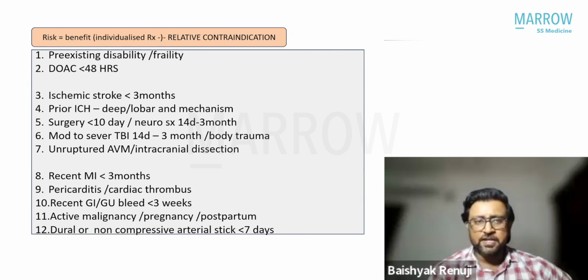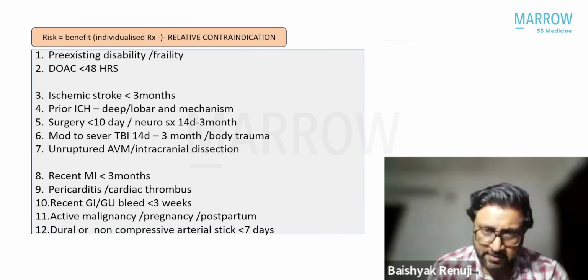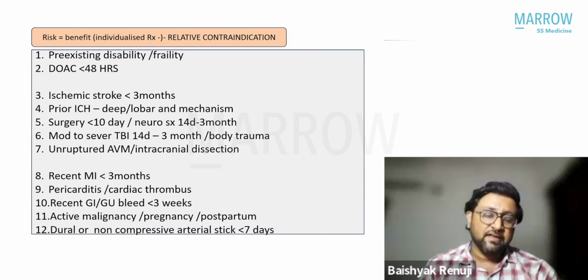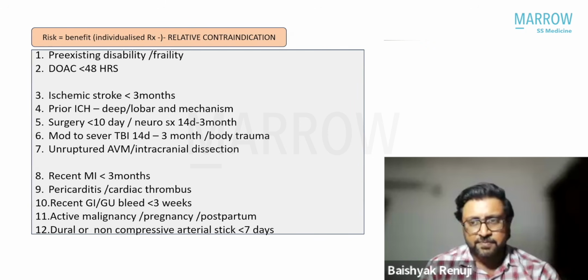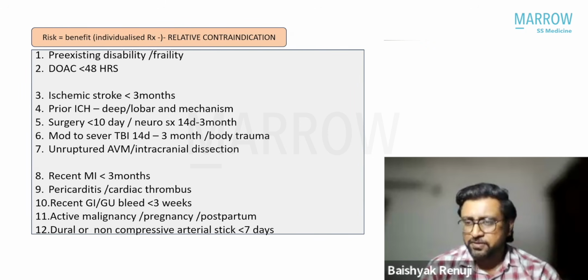Then ischemic stroke within 3 months, that is again a tricky scenario. What they are telling is you have to look at the core, you have to look at the deficit, and whether there is hemorrhagic transformation. These things should be considered. The practical scenario you will see is a patient comes to casualty with right side weakness, it improves. Then you take an MRI, you see an infarct. You admit the patient without a deficit. Then after 6 or 7 hours, the patient has worsening.